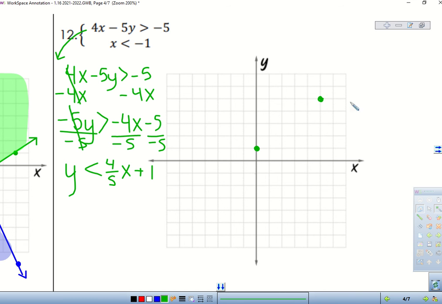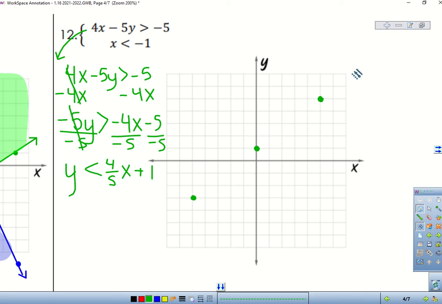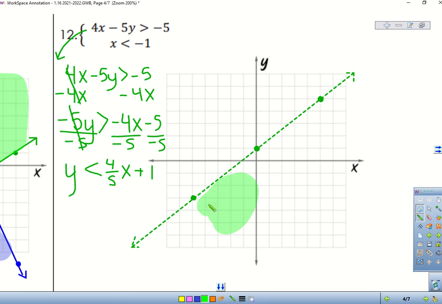Now since I ran out of room in this direction, I'm going to go the opposite. 1, 2, 3, 4. 1, 2, 3, 4, 5. Now I'm going to connect my dots with a what kind of line? Dashed or solid? Dashed. Because there is no equal sign under my inequality, okay? And which way am I going to be shading this? Below. Good. I'm going to fill this in.